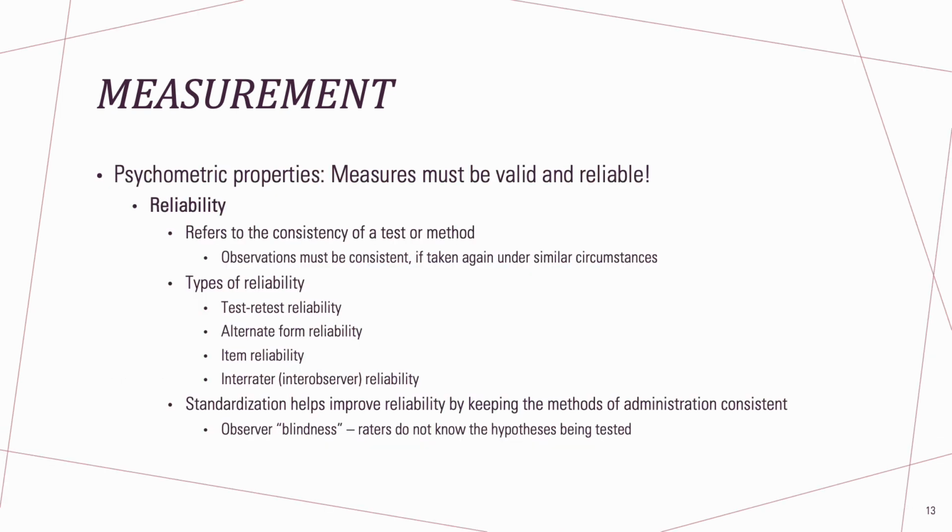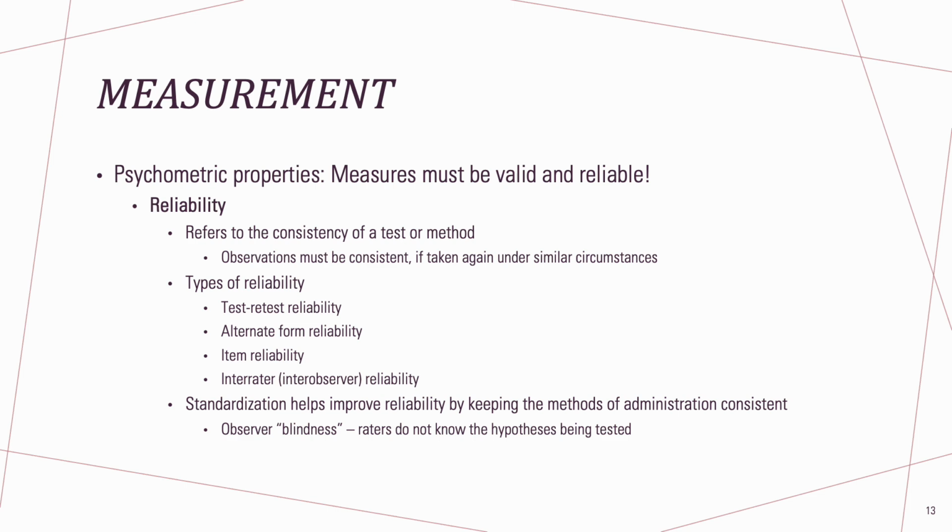All right, so we talked a bit about validity. Now we'll talk about reliability. Again, remember we want measures that are both valid and reliable. When we're talking about reliability, we are referring to the consistency of a test or method. We want observations to be consistent, or we want to be able to believe that if we were to administer the same measure again under the same circumstances, the participant would yield the same exact or similar enough results as this current time of testing.